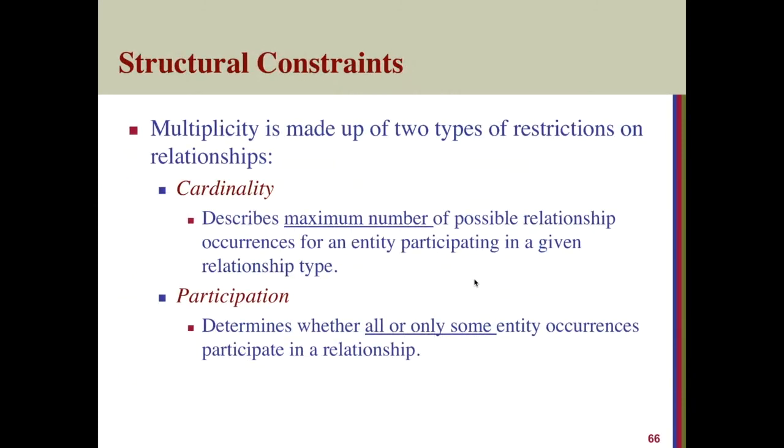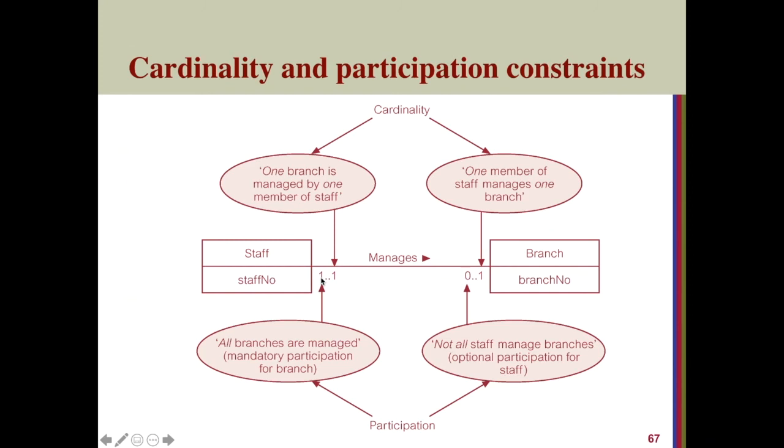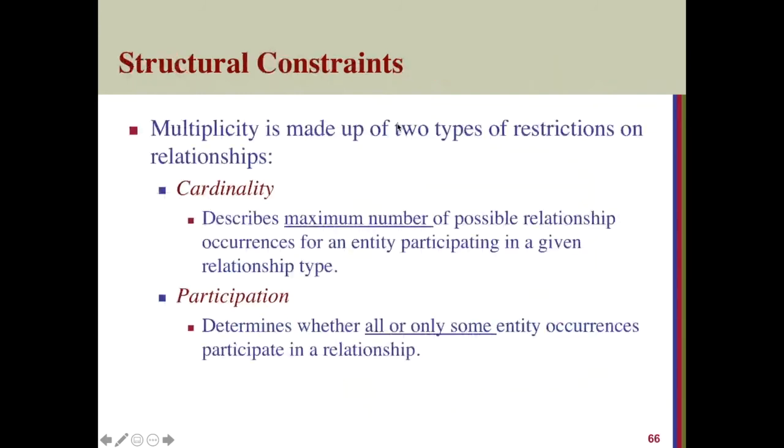Multiplicity has 2 parts. The first number, here the first number is 1, and then the first number in second pair, 0. This 1 and this 0, this is the first number in first pair, this is the first number in second pair. Together 1 and 0, they are called participation. And this second number in the first pair and second number in the second pair, it's called cardinality. Okay, so it has 2 things.